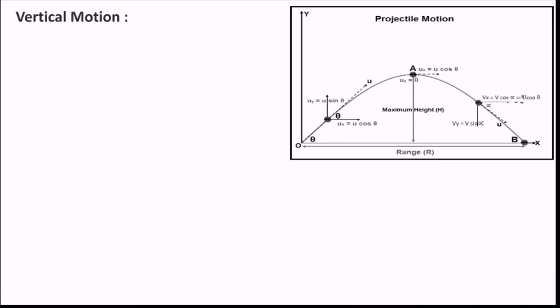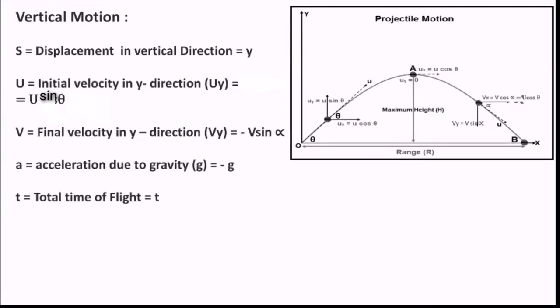For vertical motion, we need to determine 5 parameters, that is S, U, V, A and T. S, that is displacement in vertical direction, in generalized terms I will take it as y. Initial velocity in y direction, final velocity in y direction, that is Vy. From the diagram we can see it is V sin alpha, but as it is pointing downwards we will take it as minus V sin alpha. A is acceleration due to gravity, so it will be minus g because it is always acting downwards, and T will be the total time of flight.